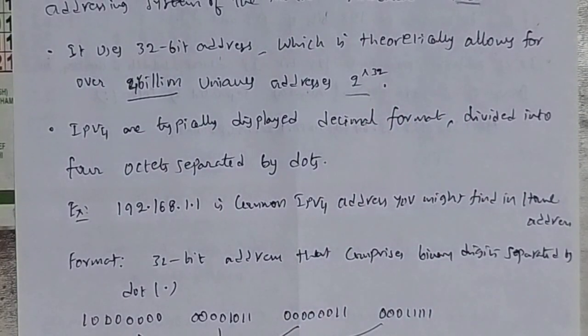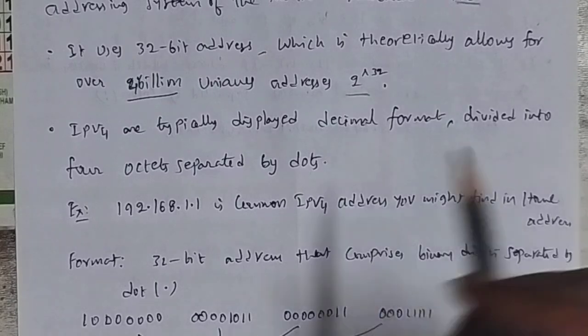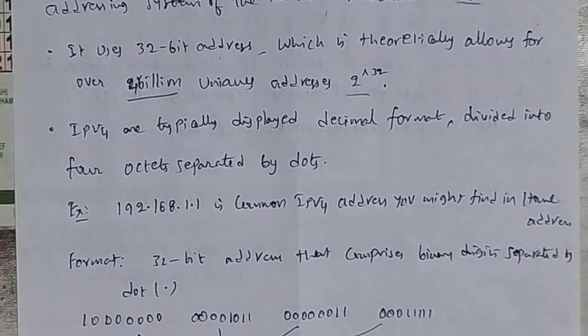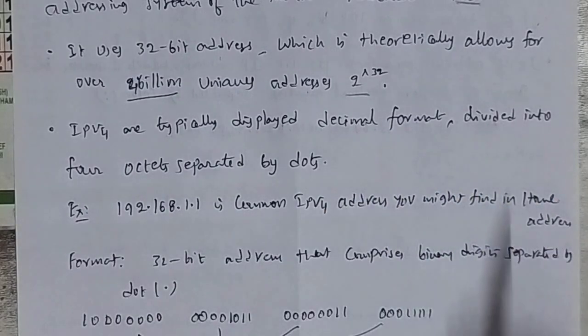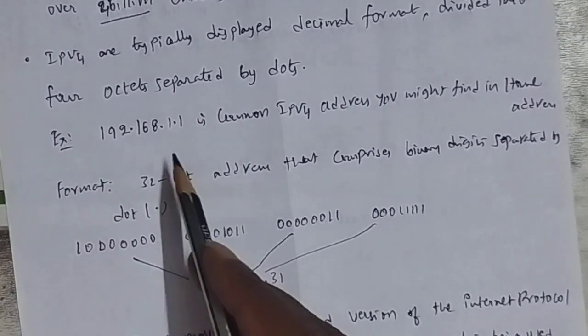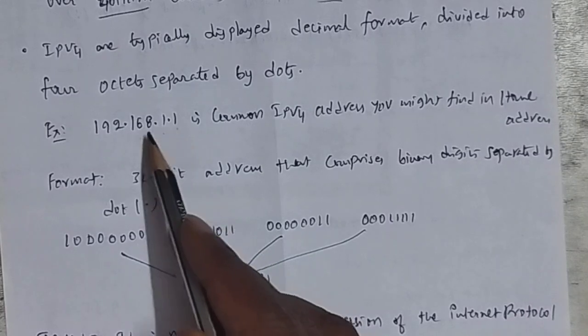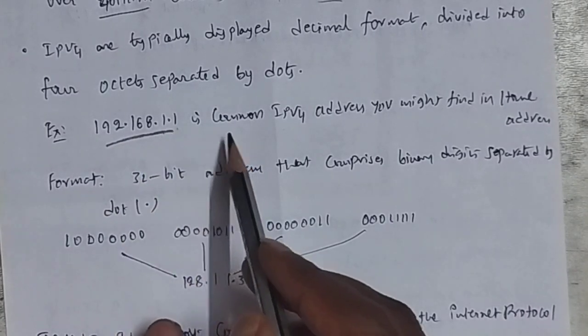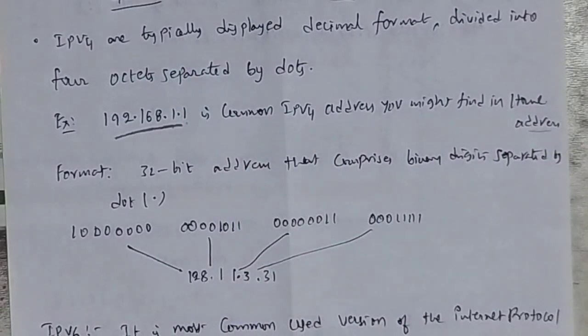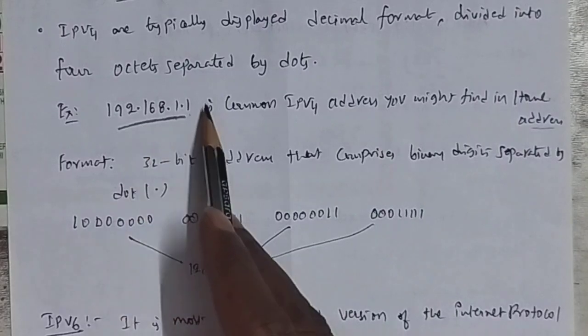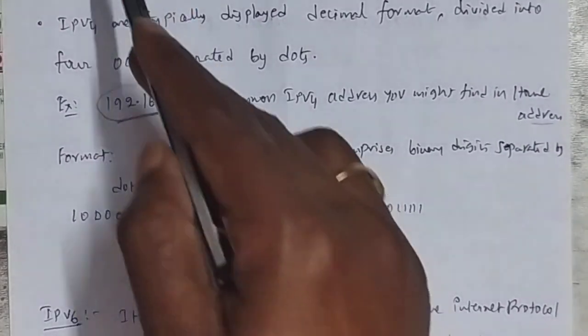2 power 32. And IPv4 addresses are typically written in decimal format, divided into 4 octets separated by dots. The IPv4 address contains four parts. For example, 192.168.1.1 is an IPv4 address. It is a common IPv4 address you might find in home networks. Generally for home networks we provide this type of IP address that belongs to IPv4.